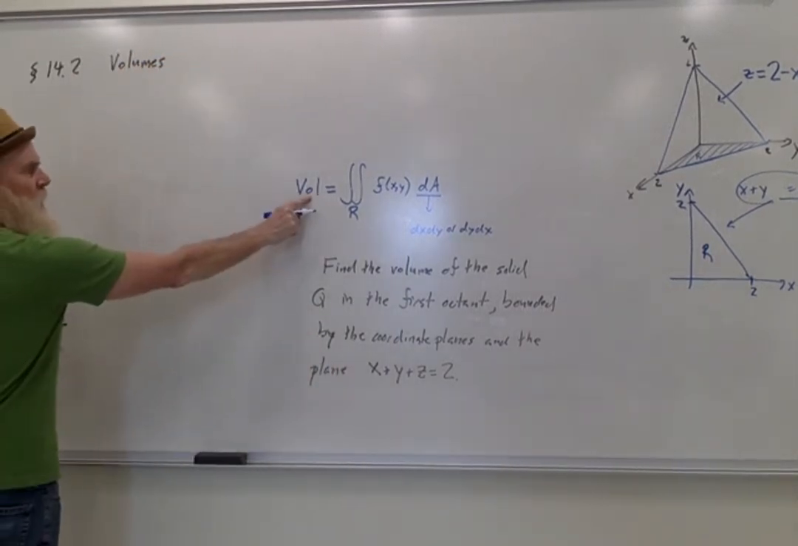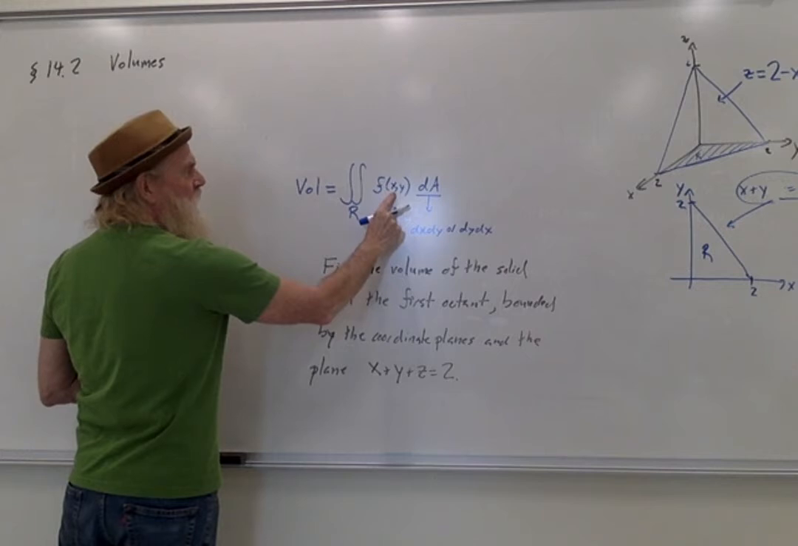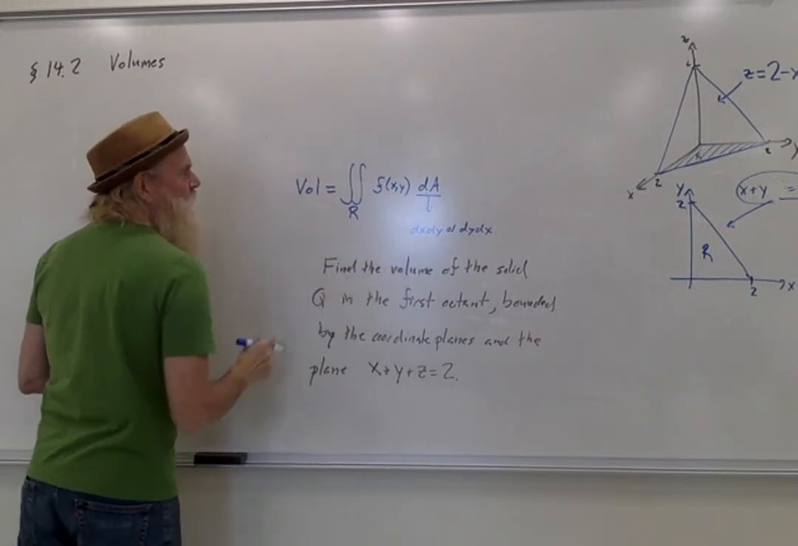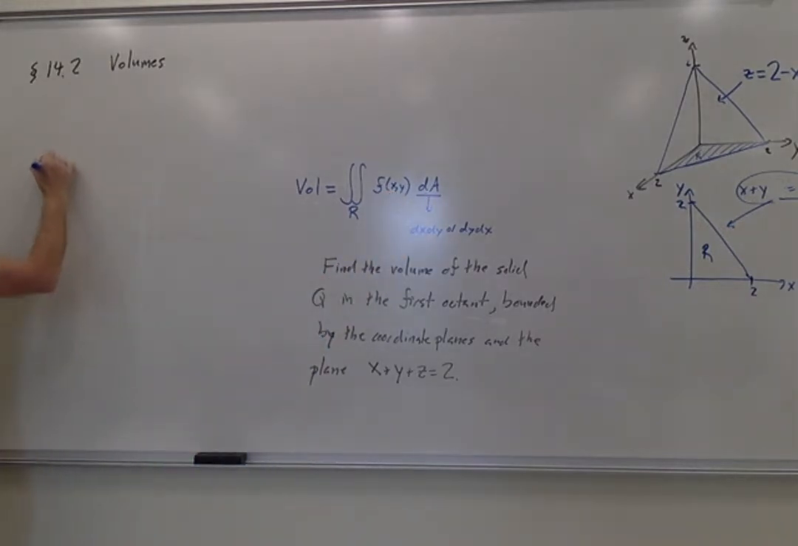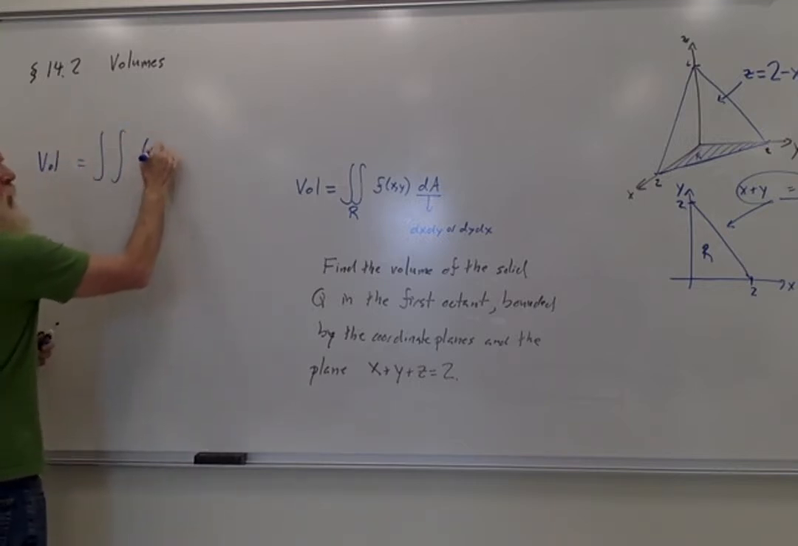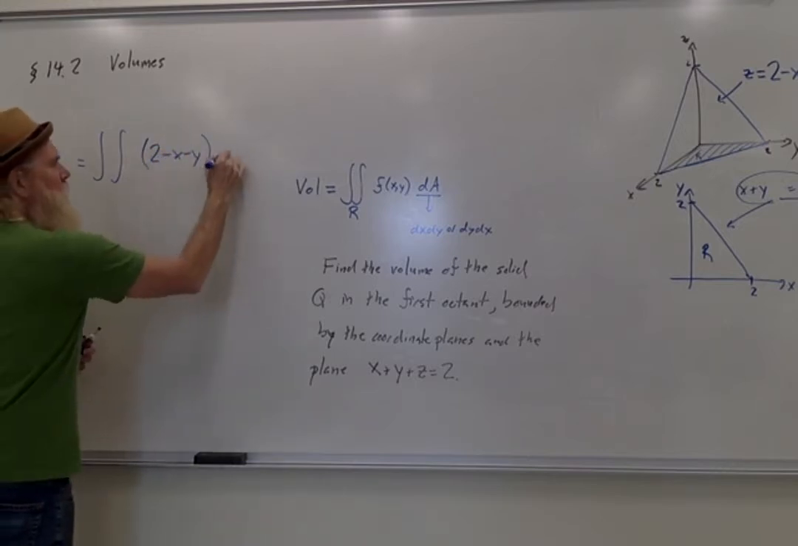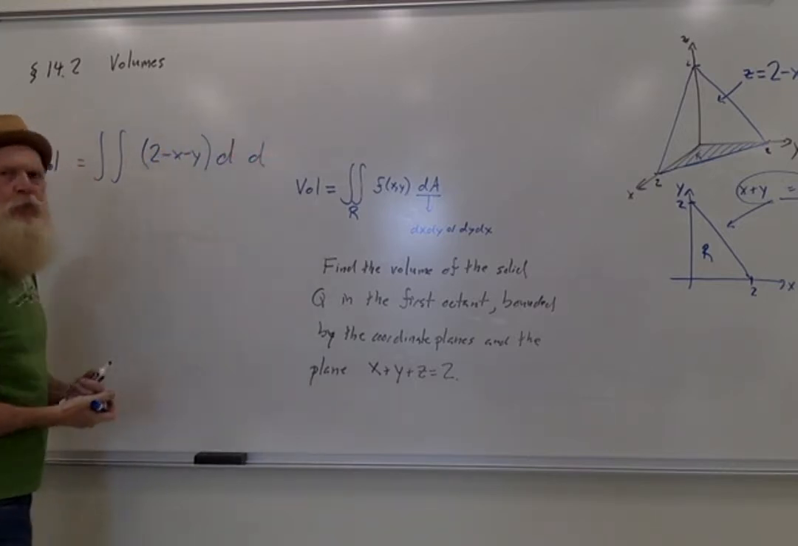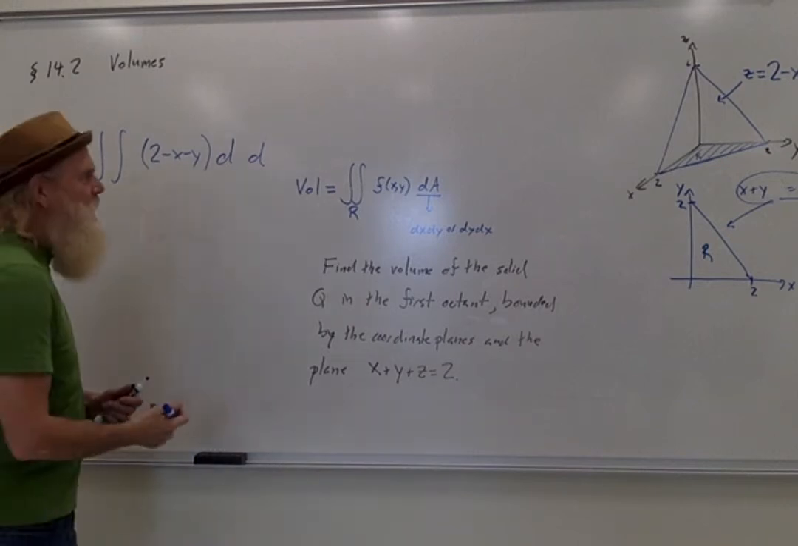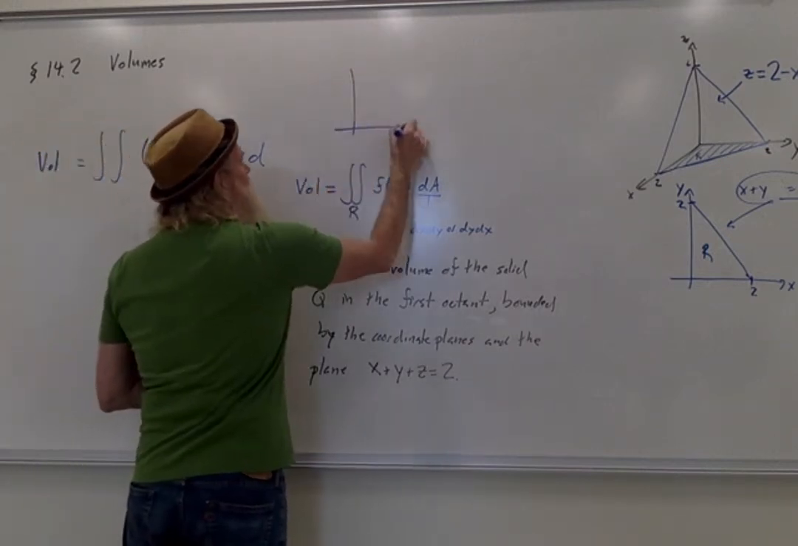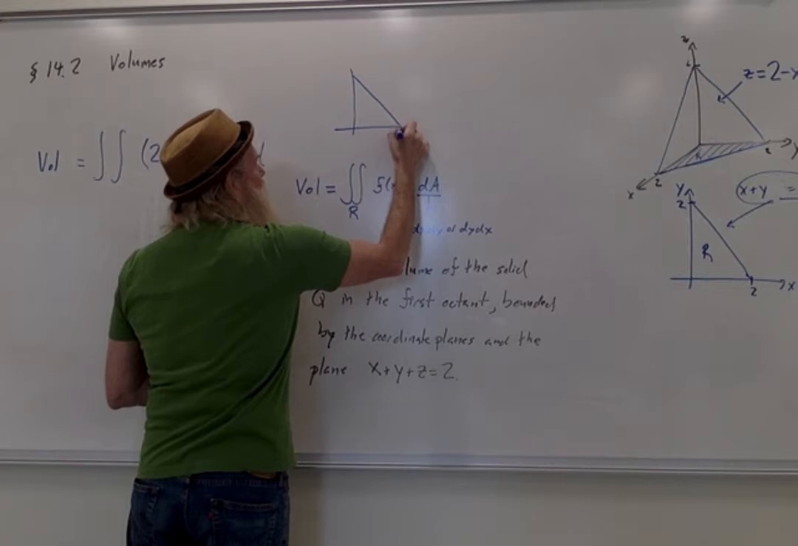Using this formula, the volume is the double integral of the height function with respect to area. We'll have that the volume is the double integral of the height function, which was 2 minus x minus y, with respect to area, d something, d something. Drawing R again.